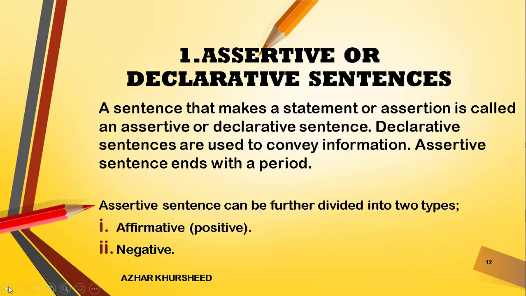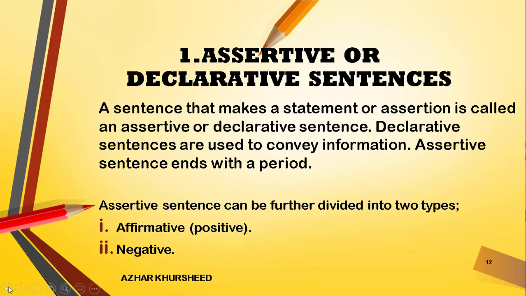Let's start with the assertive or declarative sentences. What are these? They are not questions. They are not expressions. They are not orders, suggestions, or requests. What are these? These are simple statements. A sentence that makes a statement or assertion is called an assertive or a declarative sentence. Declarative sentences are used to convey information in general. An assertive sentence ends with a period, a full stop, in simple words.